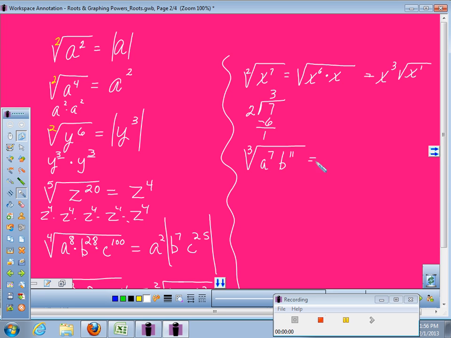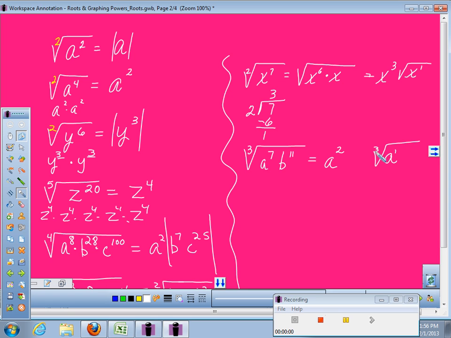Okay, how many times does 3 go into 7? 2. You can go in there 2 times, that would be 6. So that means I can take a squared out, so 3 goes in there twice. What's the remainder? I'd have a remainder of 1 left over, so I leave an a to the first on the inside of the root.